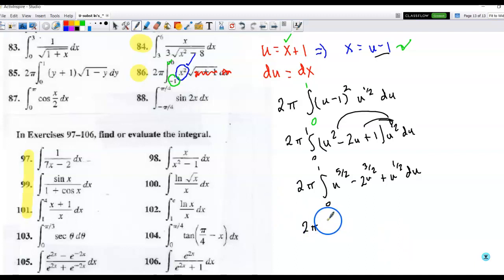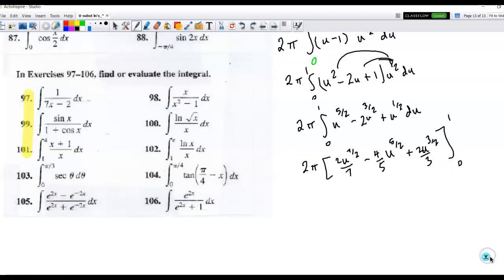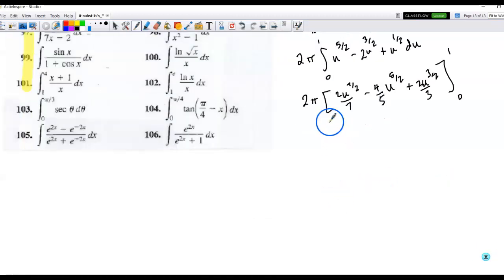So there's the 2 pi. And that'll be u to the 7/2 multiplied by 2/7 minus u to the 5/2 multiplied carefully by 2/5. So that'll be 4/5 plus u to the 3/2 multiplied by 2/3, evaluated, thank goodness for that 0, 0 to 1. All right, so now I'm going to substitute.